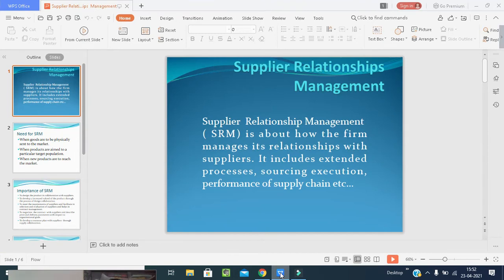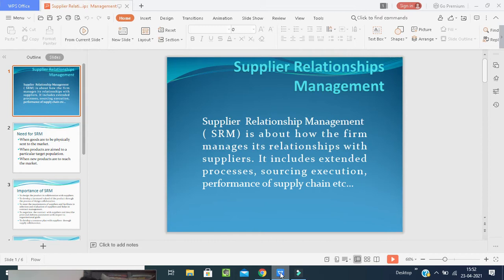In supply chain management, today we are going to start with our last topic, that is relationship management with suppliers, customers, and employees. Today we are going to start with how supply chain management maintains relationship management with suppliers, with customers, and with employees.